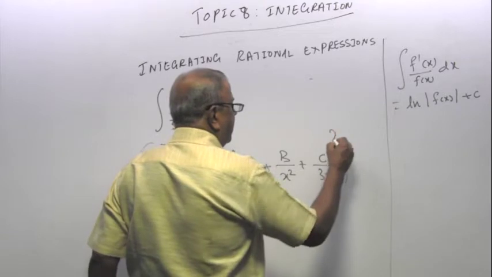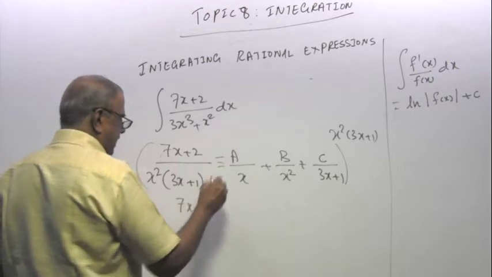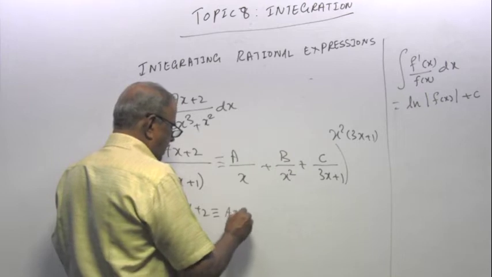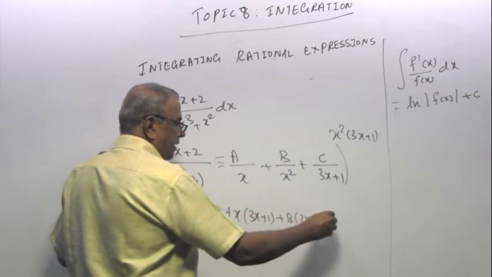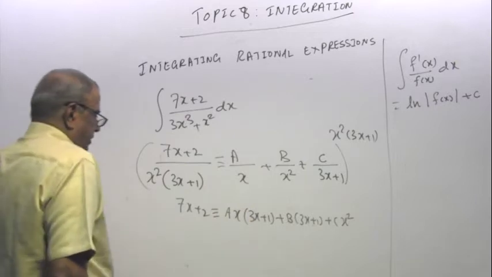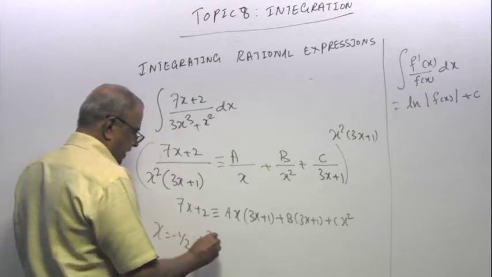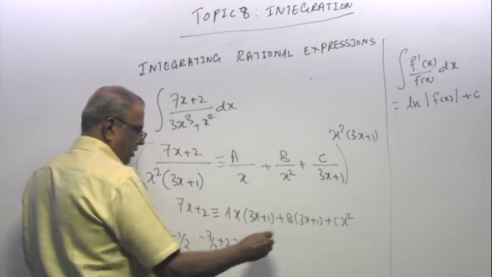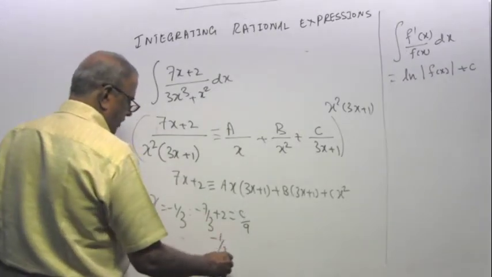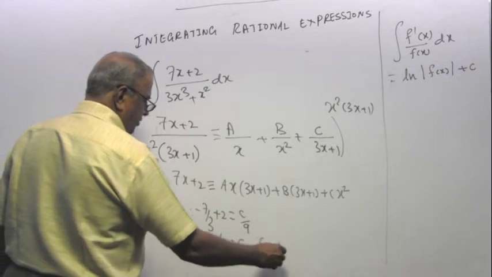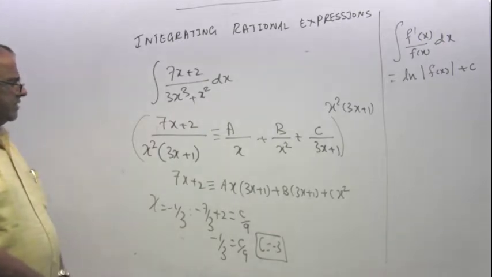Multiply throughout by x squared times 3x plus 1. So you get 7x plus 2, sorry, I should put identical, equal to Ax times 3x plus 1 plus B times 3x plus 1 plus Cx squared. Okay, put x equal to minus 1/3. Minus 7 over 3 plus 2 is minus 1 over 3, equal to C over 9. So minus 1 over 3 is C over 9. So C is minus 3. Is that correct? Yeah, it is.